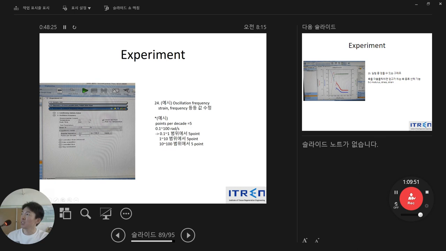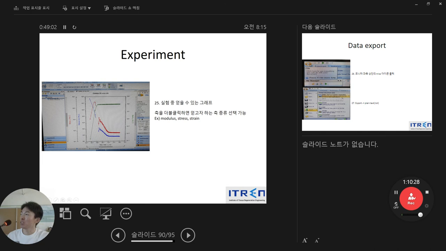So let's see, when you change this frequency 0.1 to 100, what do we call it? Frequency. Okay? We fix strain, we change frequency. Points per decade, 10, time range, how many points you want to measure. And then wafer temperature, normally we do room temperature, we unclick it. In here set point, just click it. And then this is the frequency sweep, and then you run the machine.